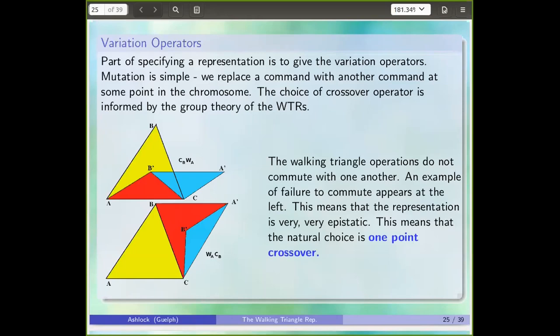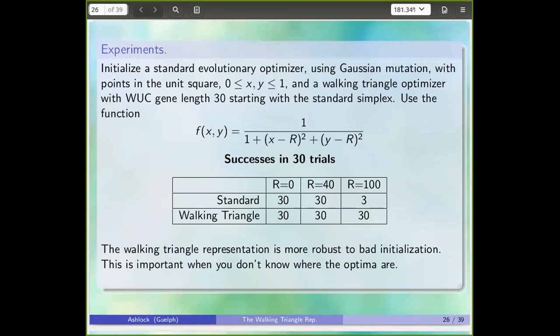So one of the things I did was to try to demonstrate that the walking triangle representation can go out and find things that a normal evolutionary algorithm can't. And so what we did was we initialized it near the origin, the whole population of points, and had them go hunting for a hill at the origin, centered at 40 by 40 away from the origin, and centered at 100 by 100 away from the origin.